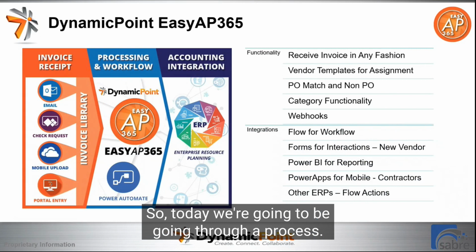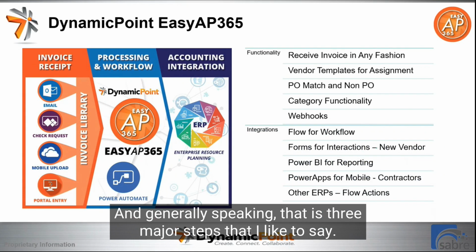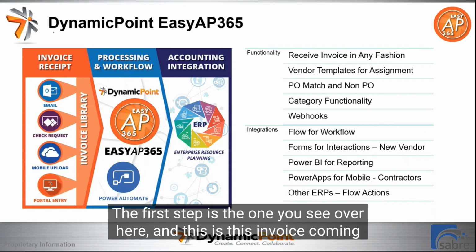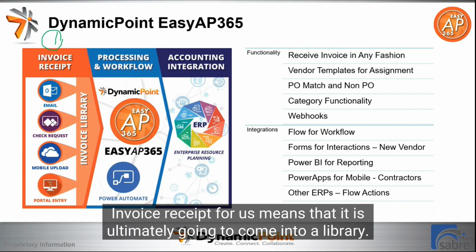So today we're going to be going through a process, right? And the process is going to be that of invoice automation. And generally speaking, that is 3 major steps that I like to say. The first step is the one you see over here, and this is the invoice coming into the system, or what I'm calling invoice receipt. Invoice receipt for us means that it is ultimately going to come into a library.